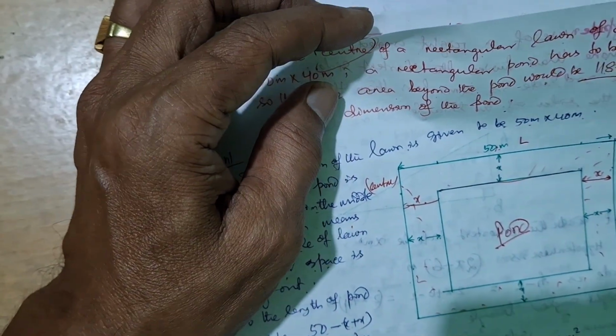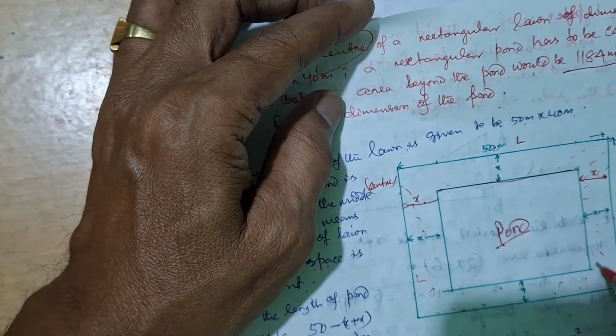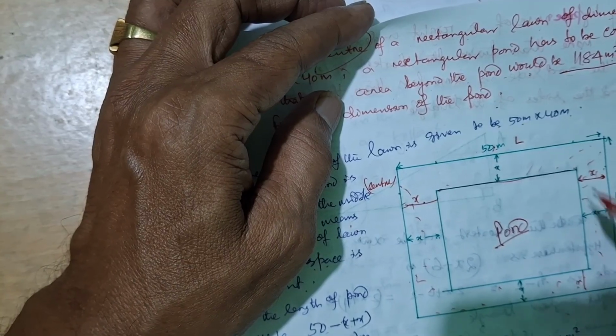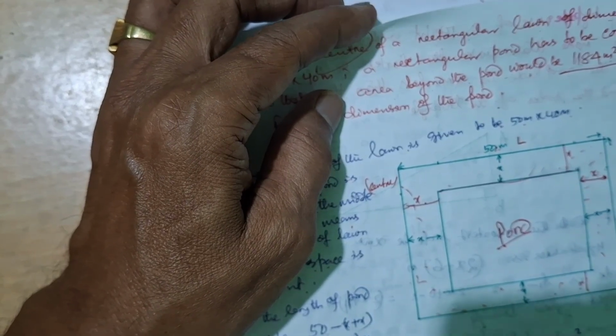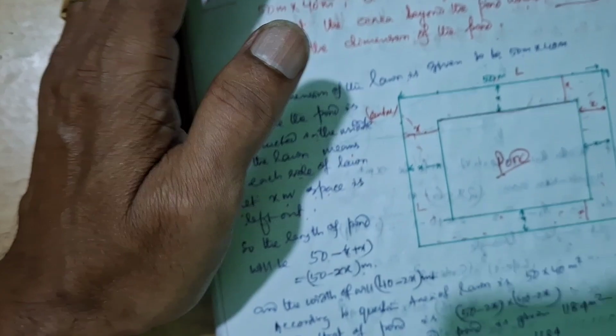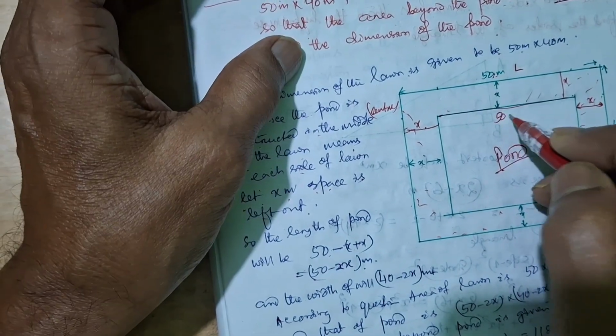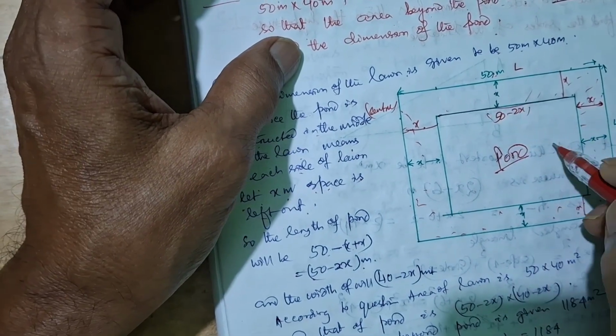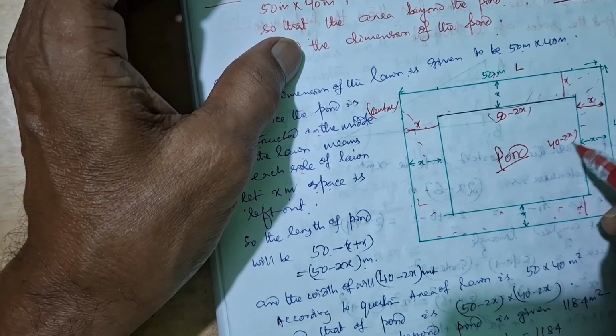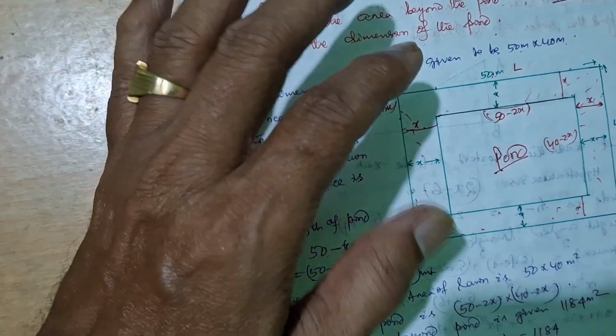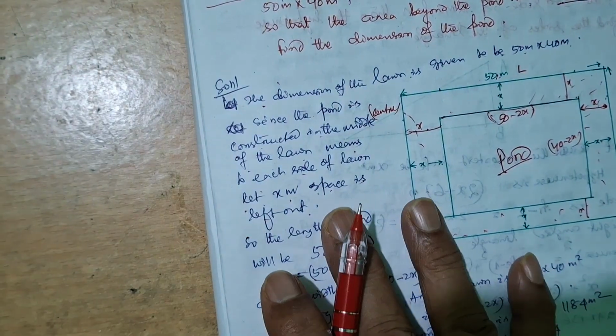Similarly, what will be the breadth? This side is x, this side is x, diminished. So 40 minus 2x. The length is 50 minus 2x and the breadth is 40 minus 2x. That is the length and breadth of the pond. So what will be the area? The area is very simple, multiply.